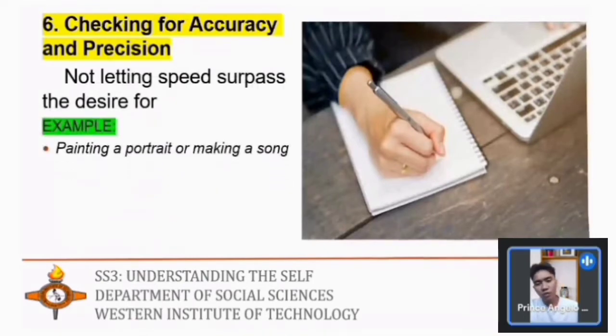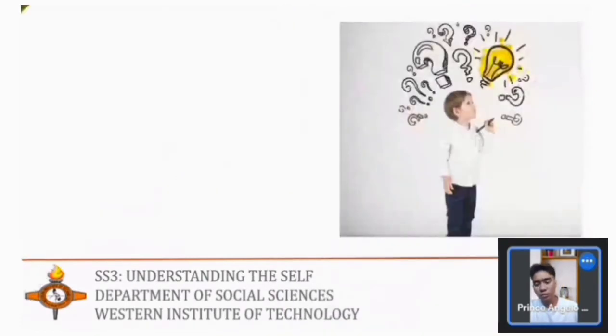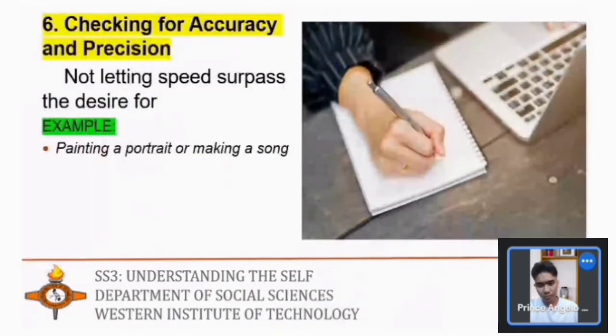Number 6, checking for accuracy and precision. Not letting speed surpass the desire for craftsmanship. Example, painting a portrait or making a song. Checking for accuracy and precision means looking back at something you have done to see if it was done correctly and completely. Persistence means to keep trying instead of giving up easily.